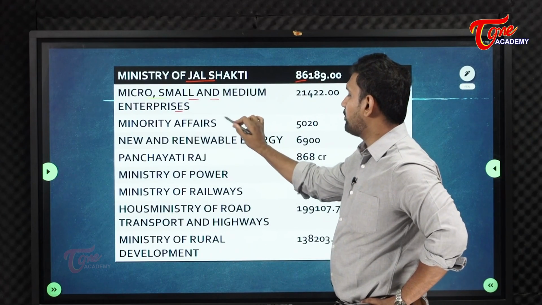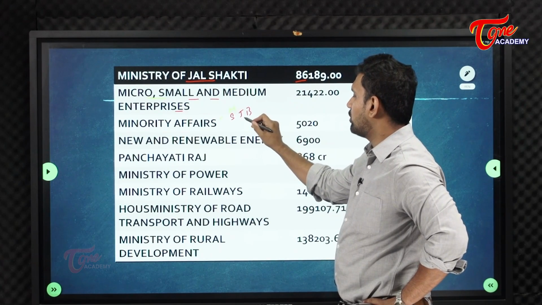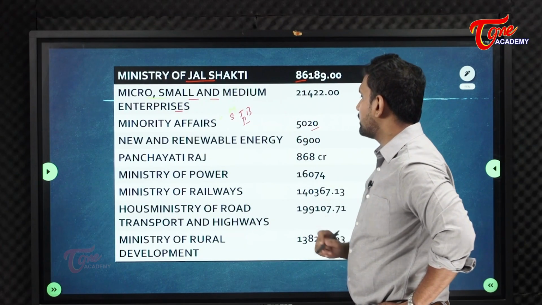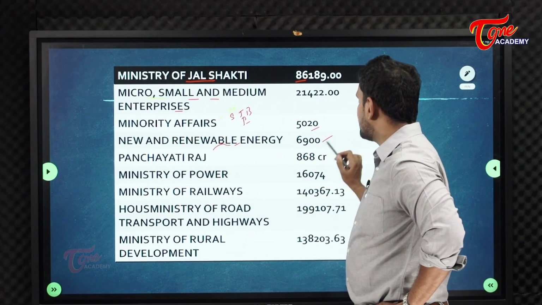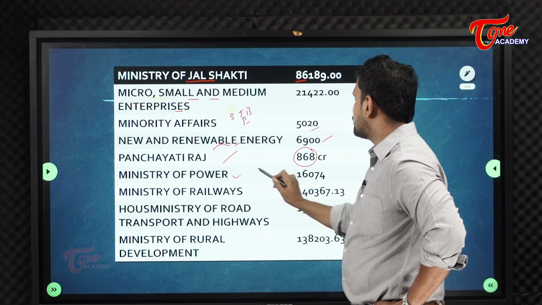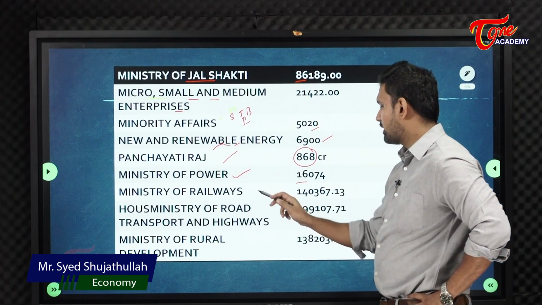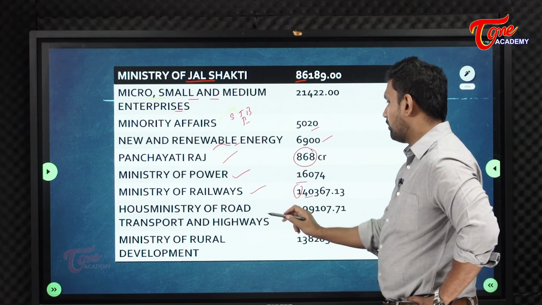Minority affairs, for the development of Muslims, Sikhs, Jains, Buddhists, Parsis, etc., 20 crores. For renewable energy, 6,900 crores. Panchayati Raj development, 868 crores. Ministry of Power, 16,000 crores. Railways has also got a good 1,40,000 crores.